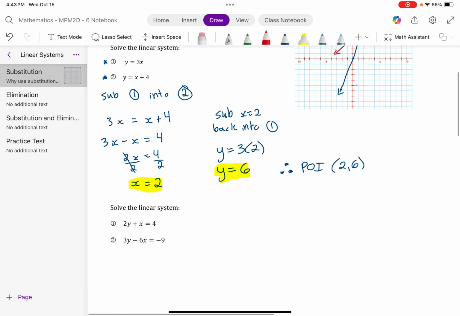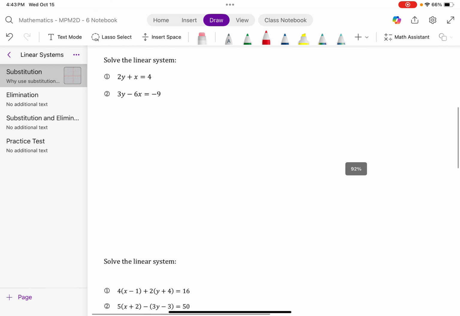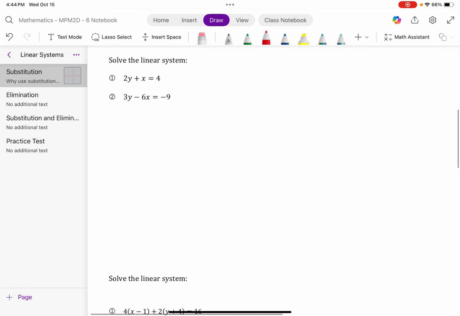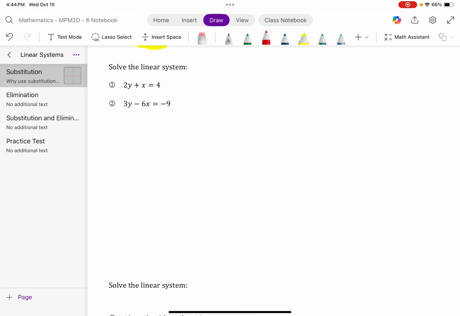Let's do another example here. Solve this linear system. So again, we start off, we label our equations, equation 1 and equation 2, and then first thing you need to do if we are using substitution is we need to isolate for a variable. So step 1 is isolate for variable.